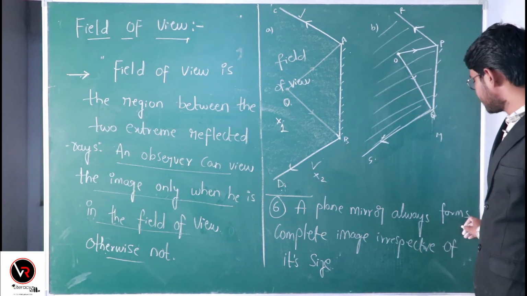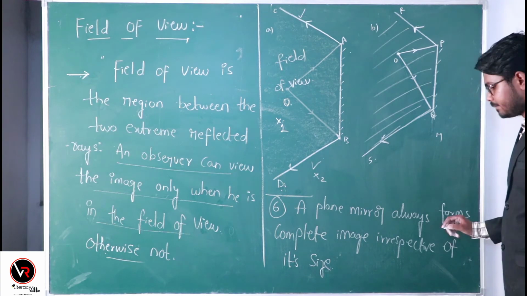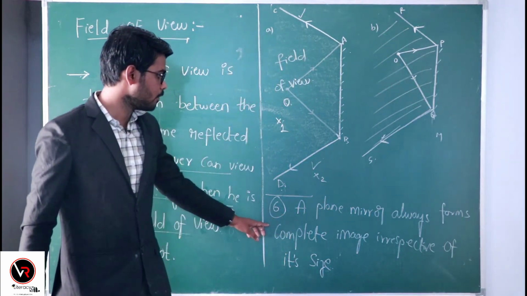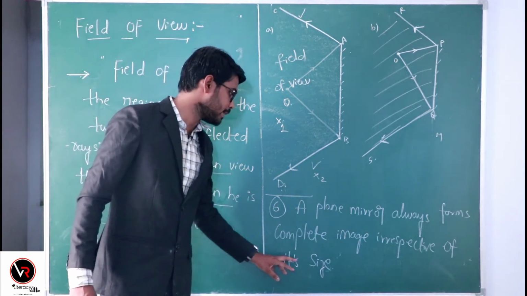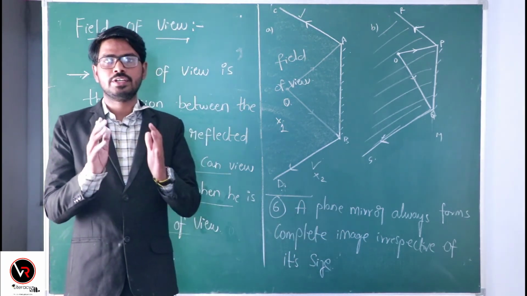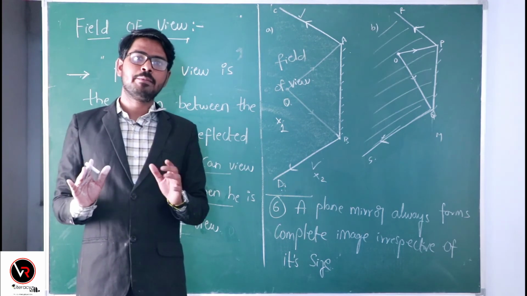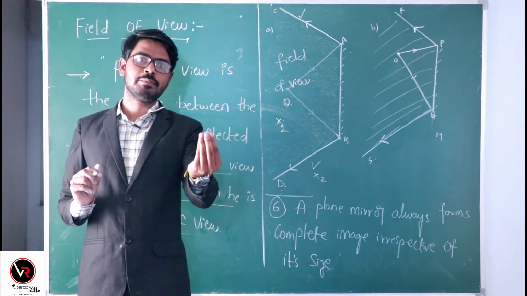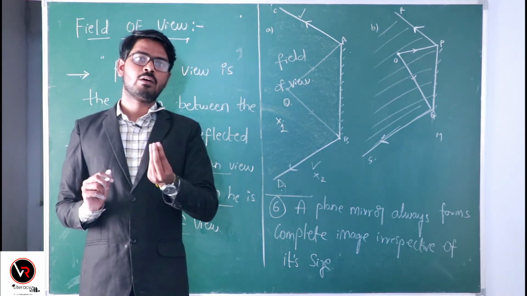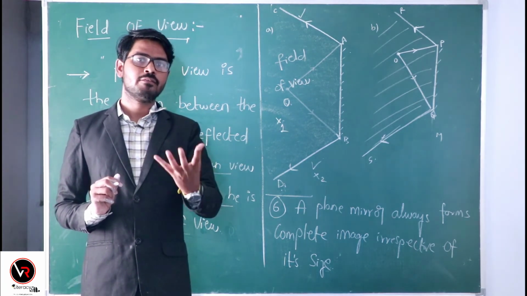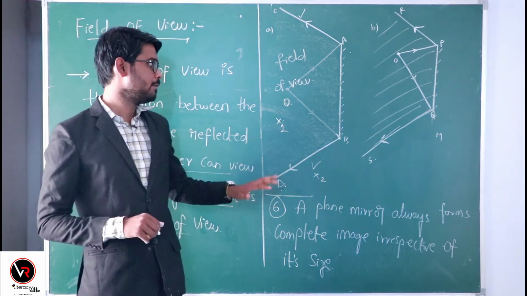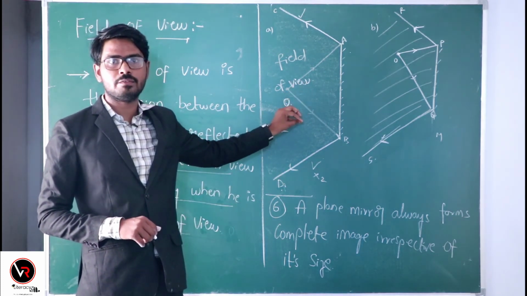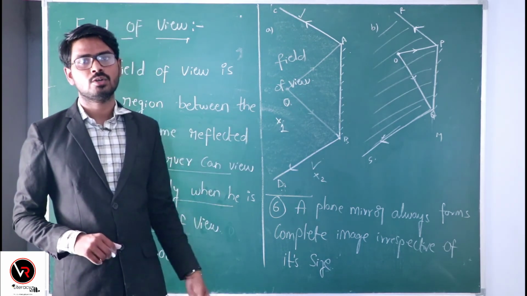Let us come to the sixth property. A plane mirror always forms a complete image irrespective of its size. So it always forms a complete image of its surrounding objects. Whether we see those images or not depends on whether we are in the field of view or not. When we are in the field of view, then we can see the objects. When we are not in the field of view, we cannot see the object.